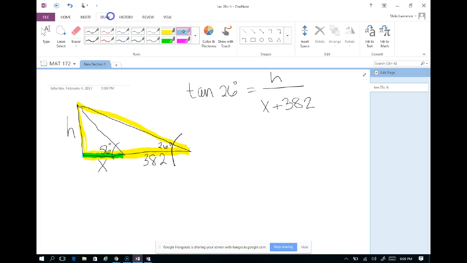Now for the smaller triangle, which includes the 56 degrees, we've also got an angle and the opposite and adjacent sides labeled. So tan of 56 is opposite, which is h, over adjacent, which is x.